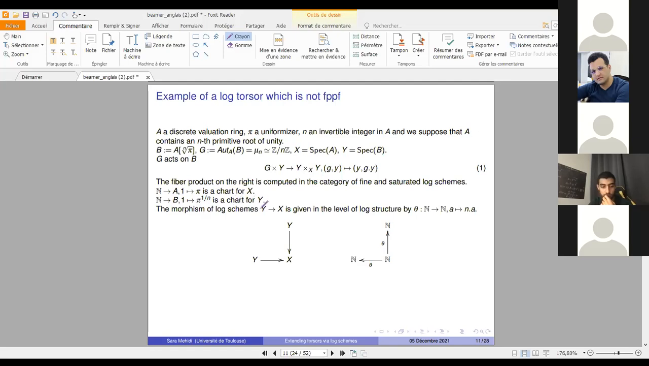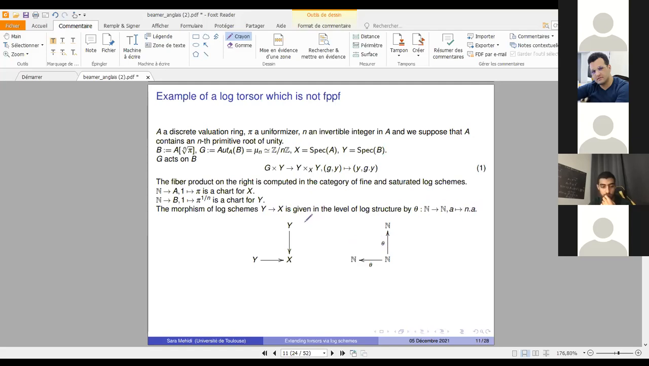And the morphism of log schemes from Y to X is given at the level of, so I have a morphism of schemes, the underlying schemes, and I also have a morphism of the log structure. And to give a morphism of log structure here, it's enough to give a morphism between the charts. And here, the idea is I need to send this uniformizer to the uniformizer of A. So the law here is written additively. So I send A to A times N.